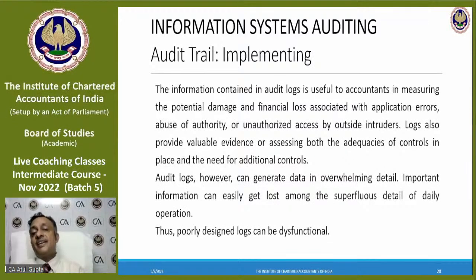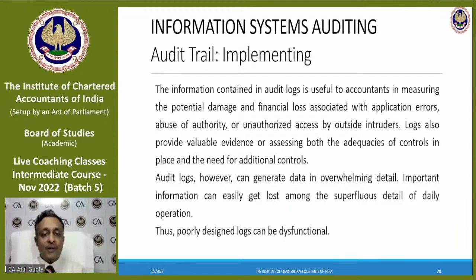The information content in audit log is useful to accountants in measuring the potential abuse, damage, or financial loss associated with application errors, abuse of authority, or unauthorized access by outside intruders. Logs also provide valuable evidence for assessing both the adequacy of control in place and the need for additional control. So audit log tells what is going on, whether correct, incorrect, and what improvement is desired.